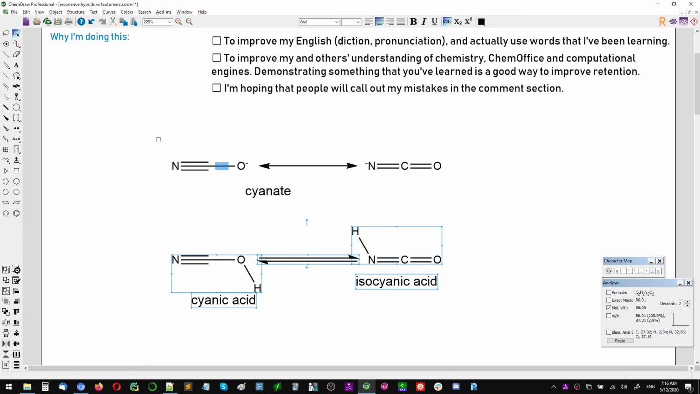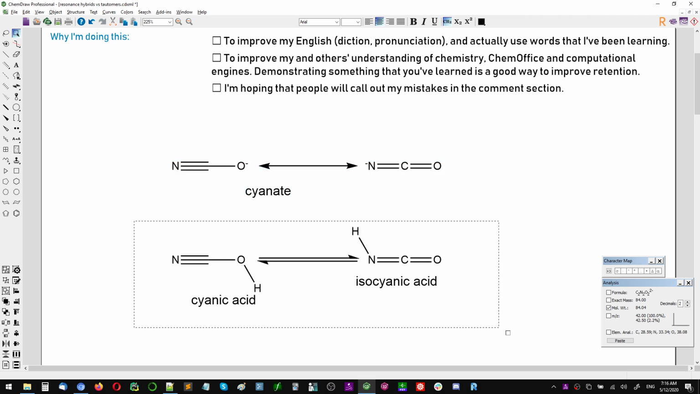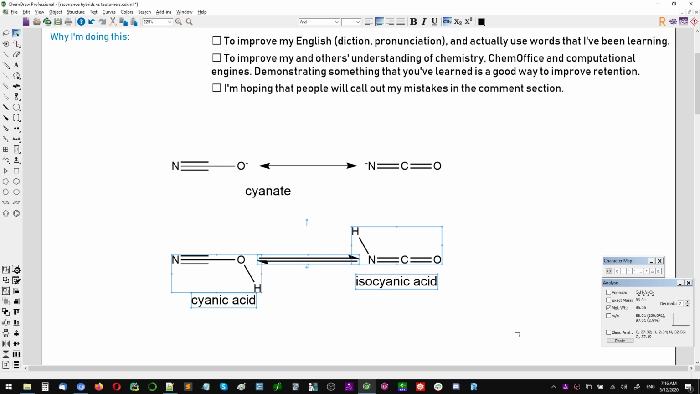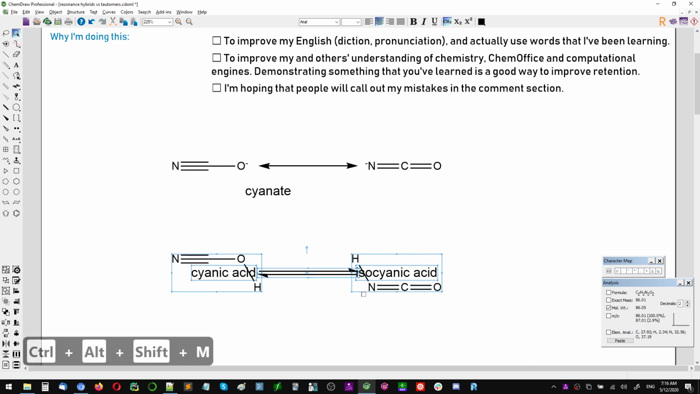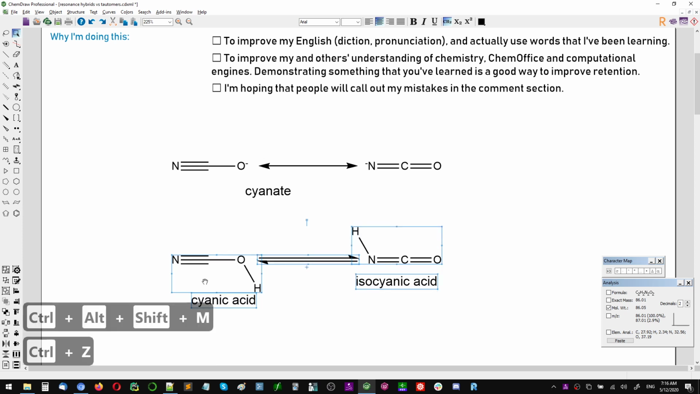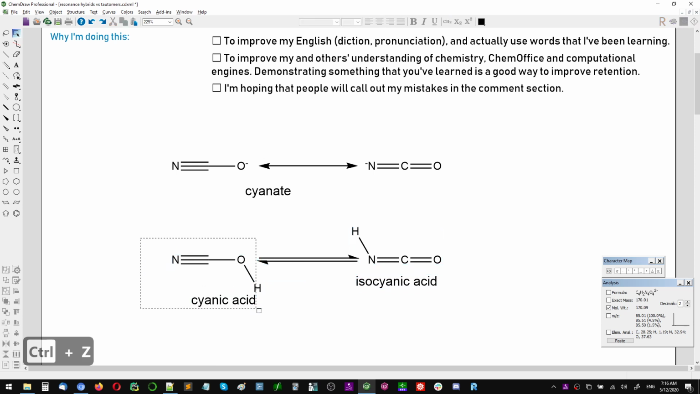So for example, if you had this in a beaker, cyanate, you have a single species with properties as the average of these two structures. If you would have this in a solution, the proton would keep moving from one side to the other, and you would actually have two different chemical species that would interconvert.